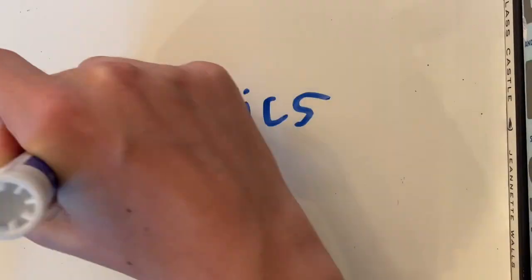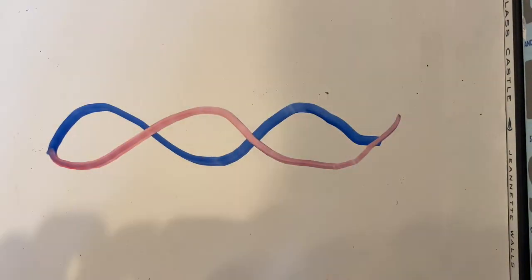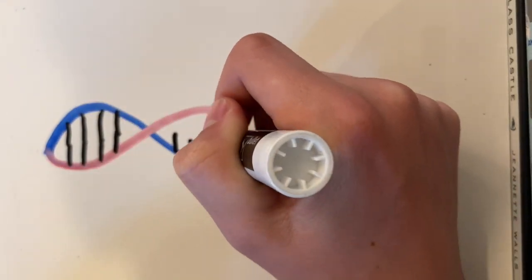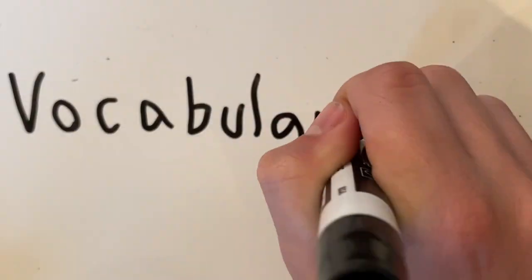Today I'm going to be talking about genetics, specifically genes and alleles, which are present in our DNA. First, let's start off with some vocabulary.